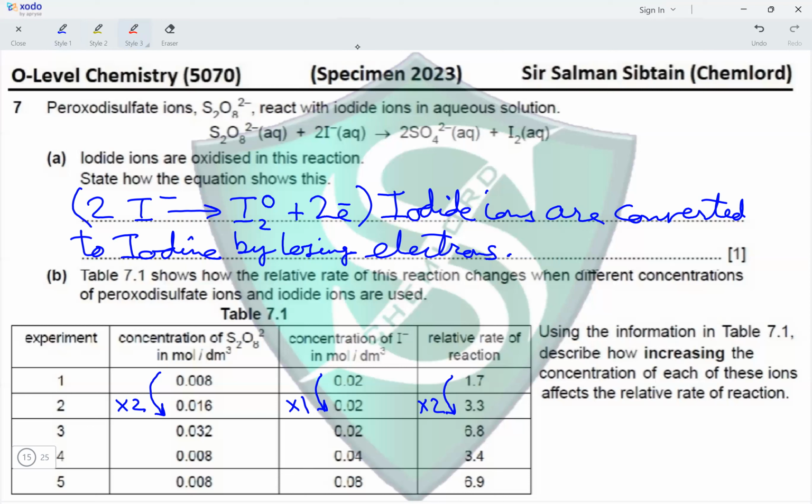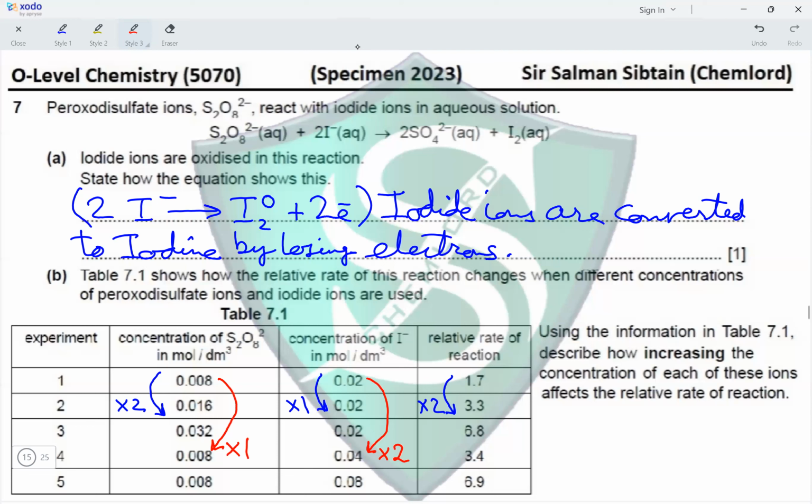In a similar way, now we need to find two experiments in which the concentration of S2O8 2- ions remains the same, but the concentration of iodide ion changes. If we look at experiment 4 and compare it to experiment 1, we have both the concentrations as 0.008. That means the concentration of peroxodisulfate ions is not changing. However, for the iodide ion concentration, we have 0.02 in the first experiment and 0.04 in the second experiment. When we divide 0.04 by 0.02, we end up with 2. That means the concentration is doubling.